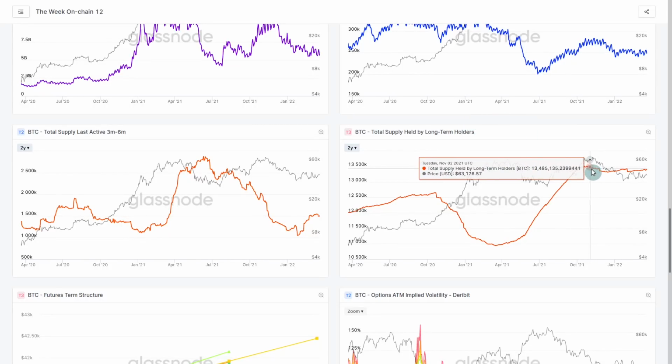Now, you can see that long-term holder supply has stagnated over the last couple of months. Now, remember that because it's a 155-day cutoff, it's going to take time for coins to actually get to that age, even when accumulation is going on.